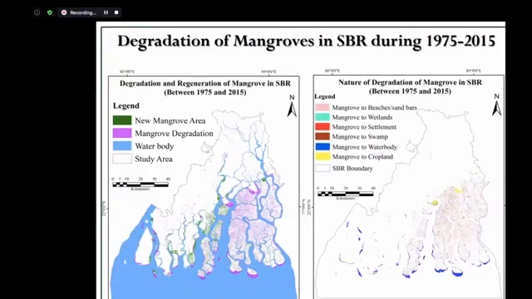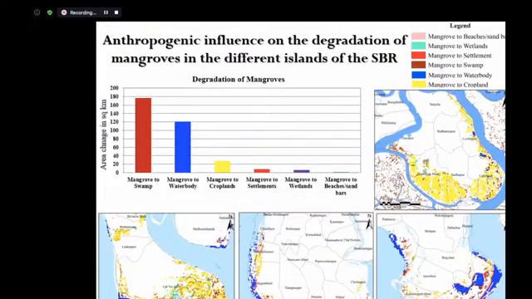Now I'm coming to my next slide. It is just a zoom view. If you see the graph, the maximum share of mangrove degradation is mangrove to swamp. That means the mangrove is degraded and converted to swamp area. The maximum mangrove is being destroyed due to the interaction of salt or sea level rise. That's why most mangrove is converted to swamp area.